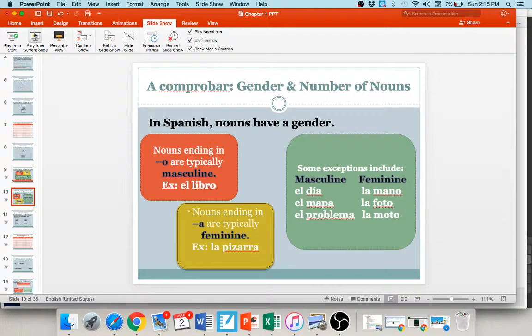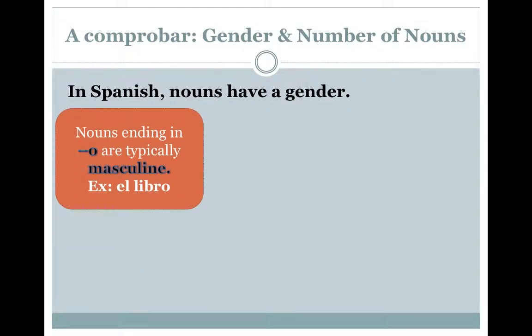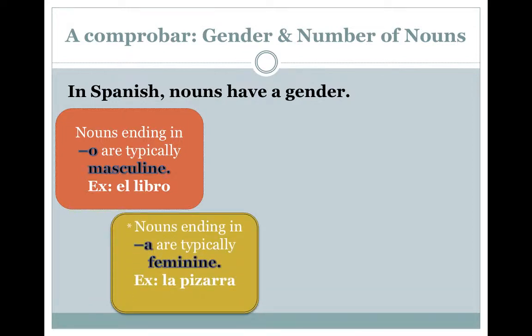Okay. Typically in Spanish, words that end in an O are masculine. For example, libro ends in an O, so it's a masculine word. Now, does that mean that a libro, a book, only guys carry books? No. Just the word in general is masculine. You also have another word. Words that end in A are typically feminine. So you have la pizarra, the board. Does that mean that only girls write on the board? No, guys can write on the board too, right? So just the word pizarra is feminine because it ends in an A. The word libro, book, is masculine because it ends in an O.